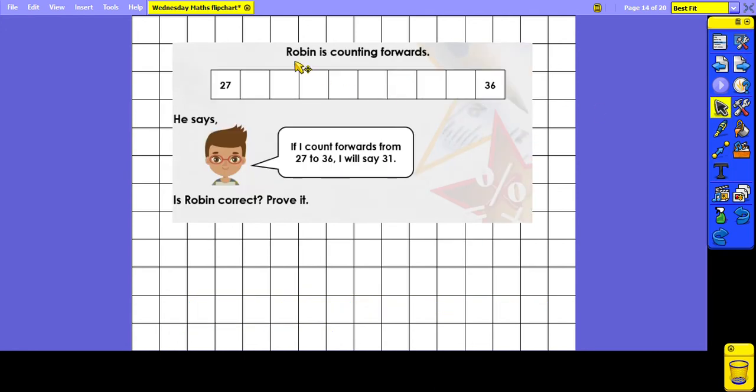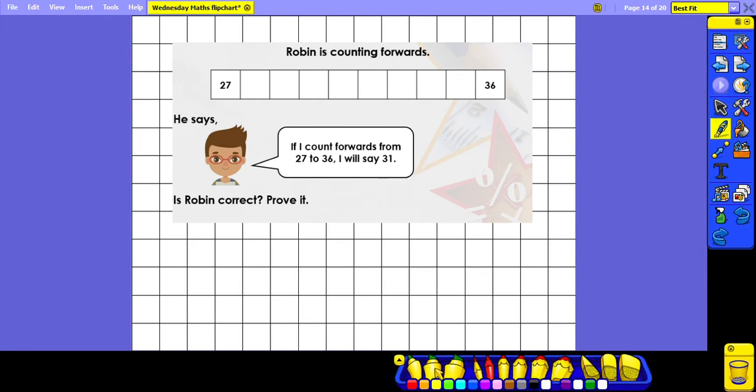And here Robin is counting forwards. He says, if I count forwards from 27 to 36, I will say 31. Is Robin correct? Prove it. We can see here we've got a number track starting on 27 and ending at 36. So to work out if he will say 31, we can fill in the missing numbers, and that will help us to prove our answer.